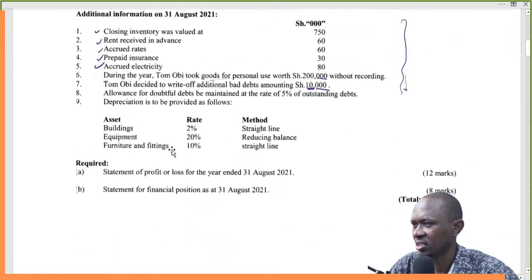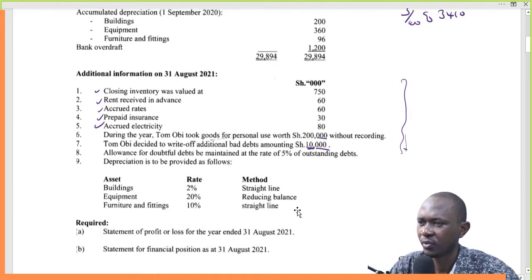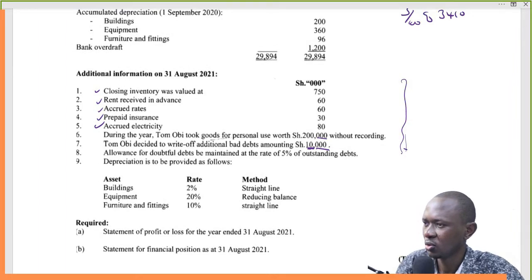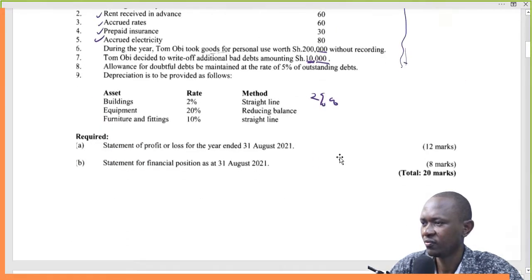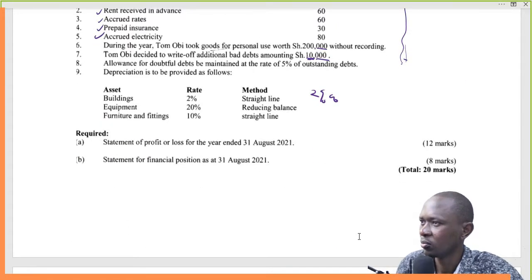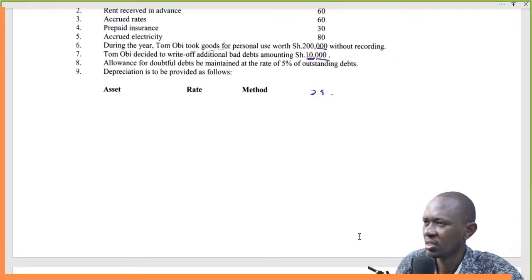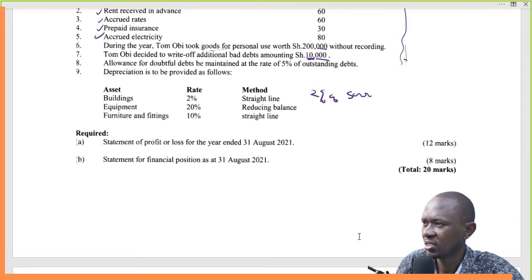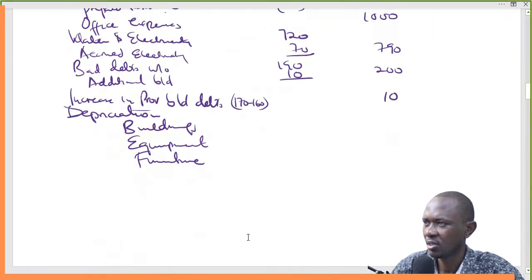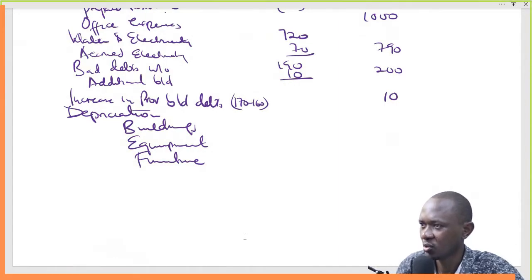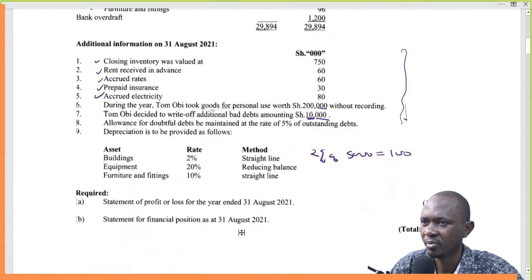For buildings, it's 2% straight line. So this means we are working 2% of straight line. We get the cost, 2% of 5,000. So 2% of 5,000 is 100. So for buildings, the depreciation is 100. You can have them in the innermost column so that we just work with the total for depreciation.